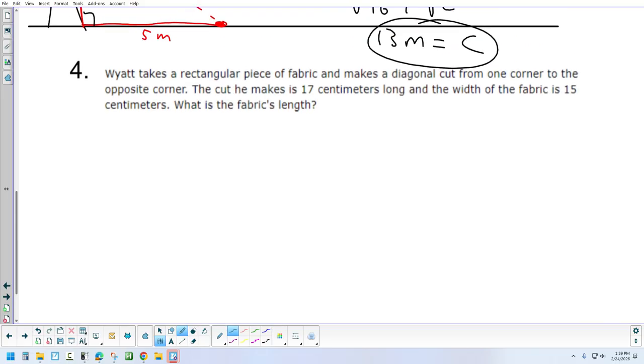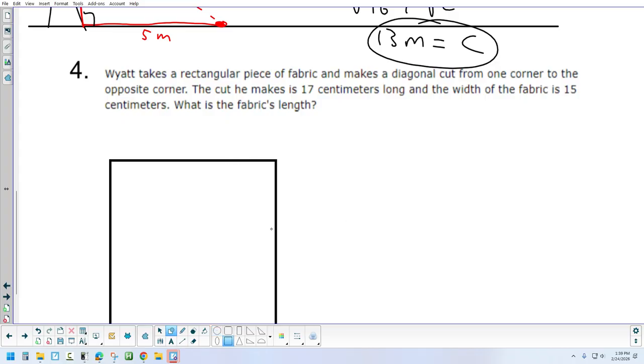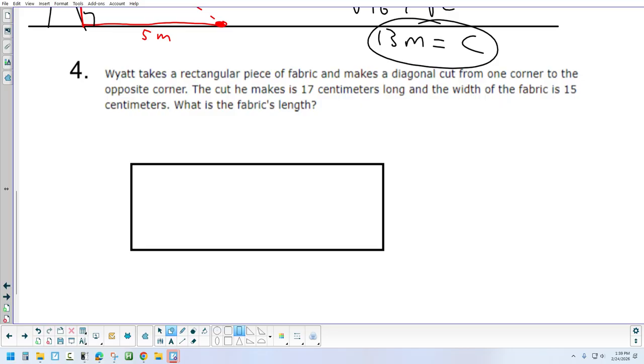It says Wyatt takes a rectangular piece of fabric and he makes a diagonal cut corner to corner. The cut that they make is 17 centimeters long and the fabric has a width of 15 centimeters. All right. So let's start with what is the shape of the piece of fabric? Rectangle. Yep. That's a square. Let's try a rectangle. Perfect. How does Wyatt cut the rectangle? Yep. Diagonal. Cuts it diagonal. So he's going to make a cut just like this.